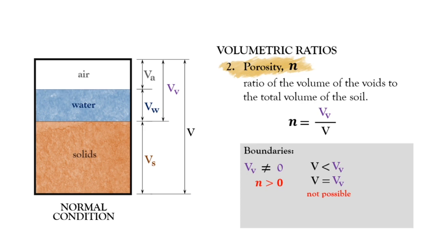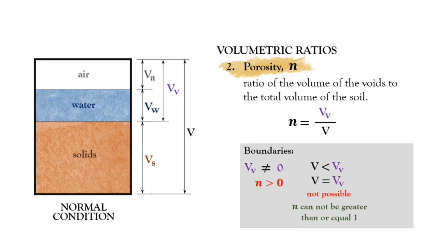Okay, kaya kung bawal yung ganitong relation between the volumes and the volume of the voids, we can say that N cannot be greater than 1 or equal to 1. Tama ba? Kasi kung V is equals to VV, that is N is equals to 1. Tama ba? Pag dinivide mo yung VV over V na parehas ang value, 1 ang ibibigay. Pero dahil nga imposibleng mangyari yan, N cannot be greater than or equal to 1.